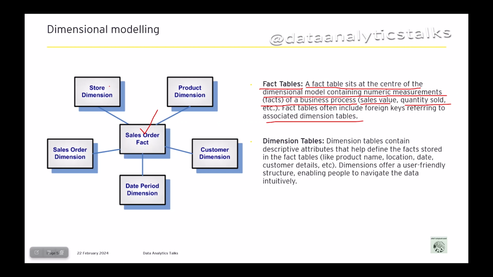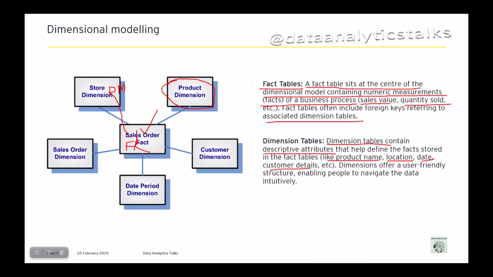So we have the store primary key. This primary key becomes a foreign key in the fact table. So that also we will see at a later stage. So what is the dimension table? When the fact table carries only measurable data, of course, the dimension table should carry the descriptive data, right? So a dimension table contains descriptive attributes that help define the facts stored in the fact tables, like product name, location, date, customer details, etc.